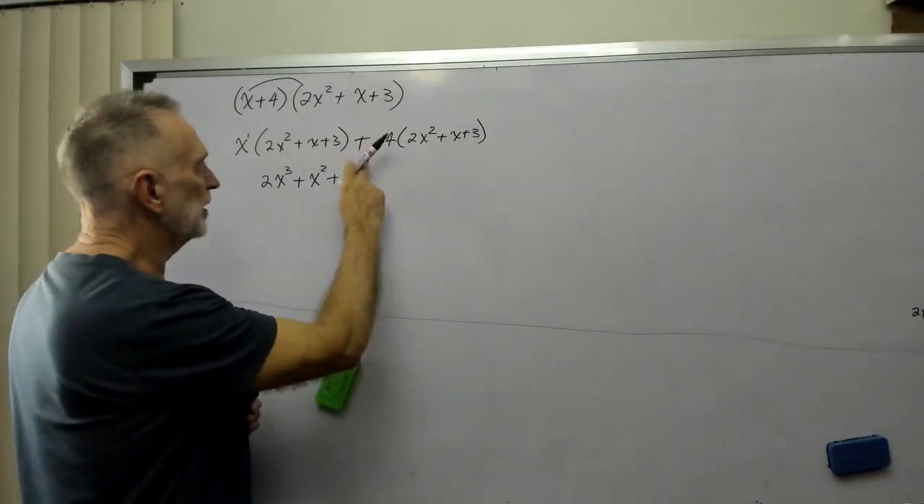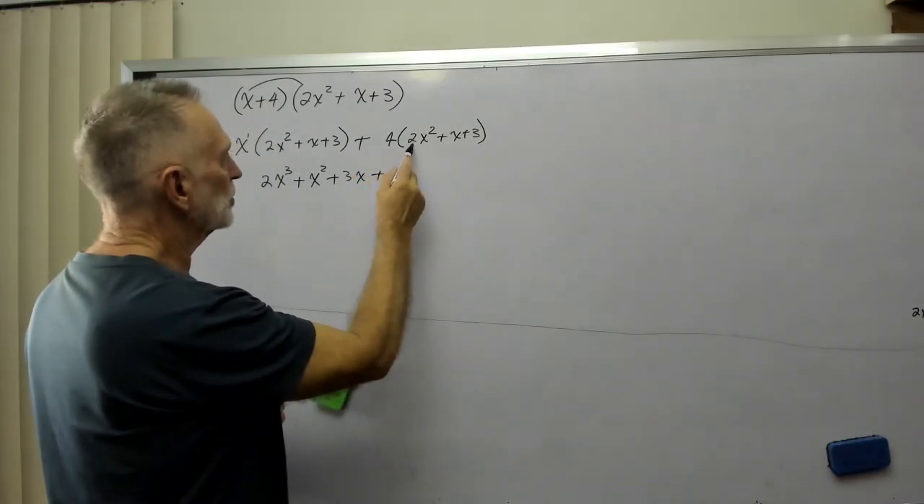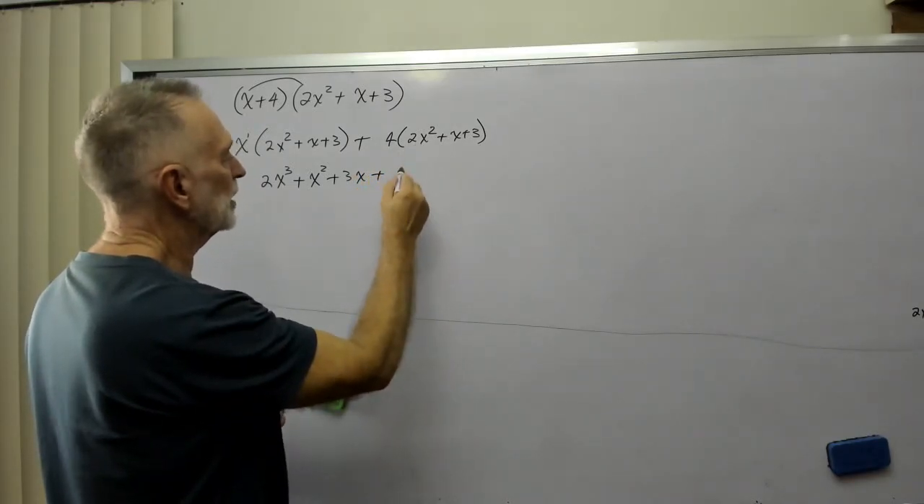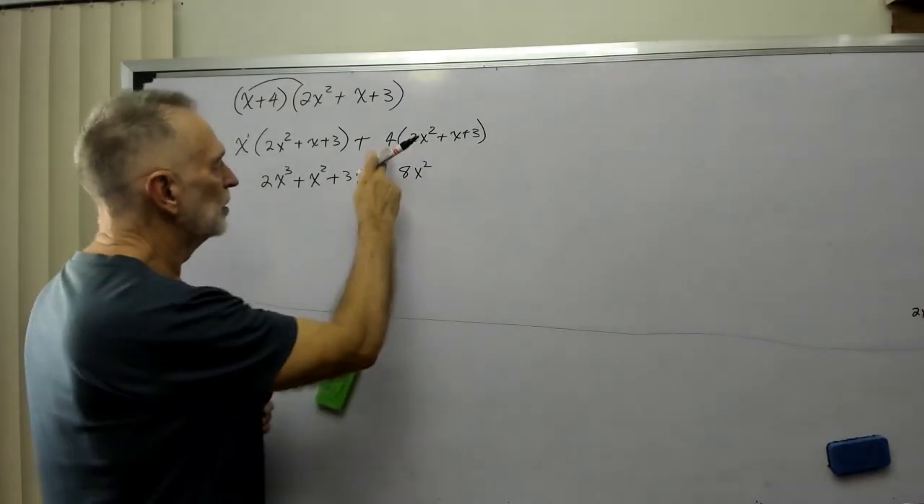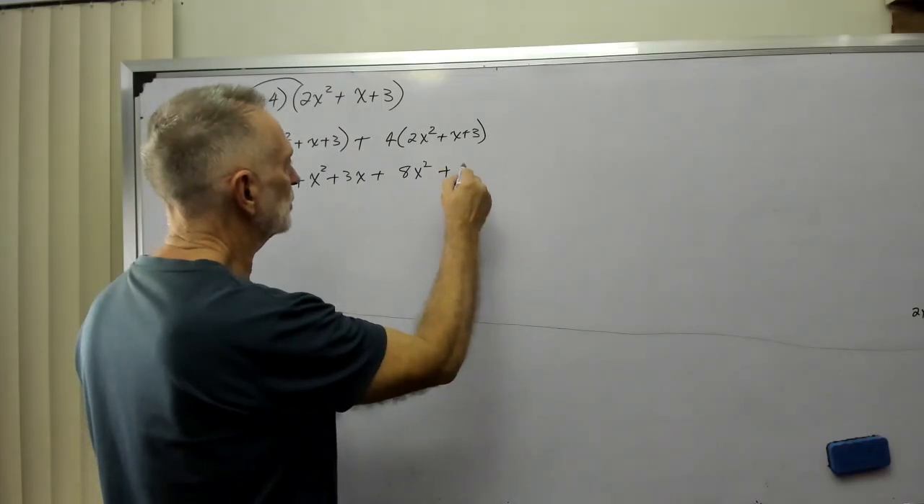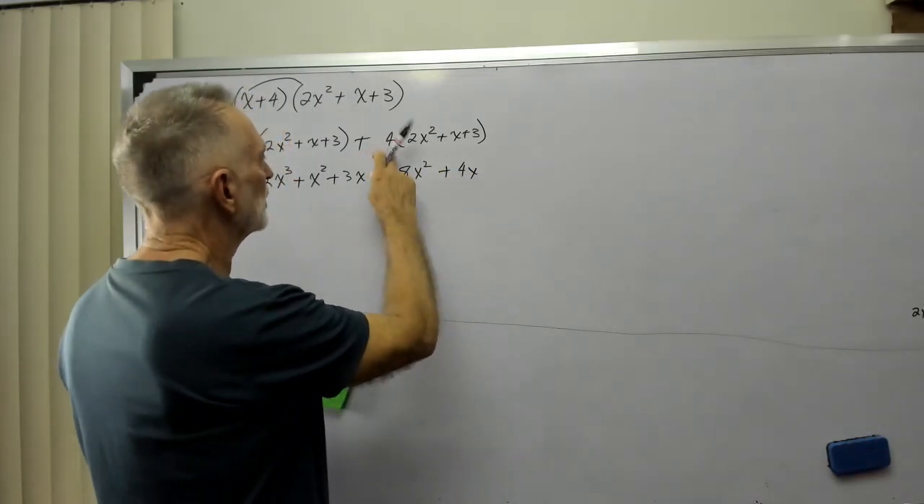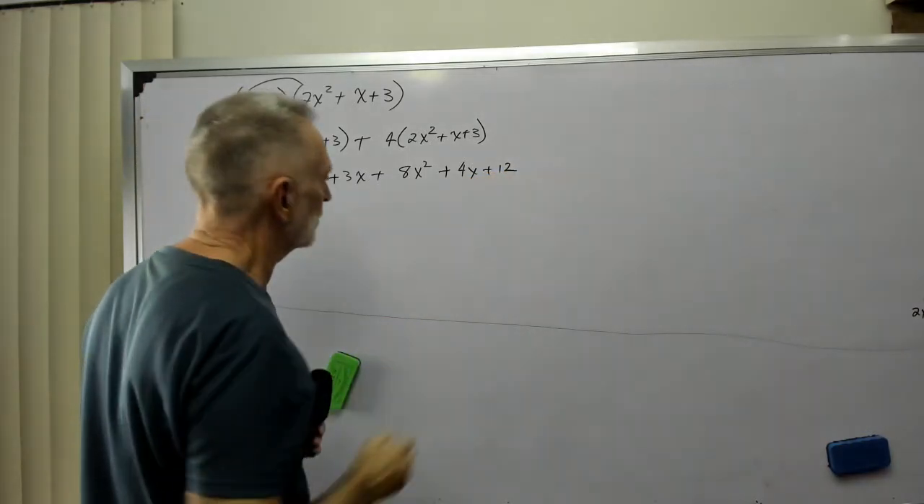Now I'm distributing a positive 4 to the inside, so 4 times 2x squared, 4 times 2 is 8, so that's 8x to the second power. Positive 4 times positive x is positive 4x. 4 times 3 is positive 12.